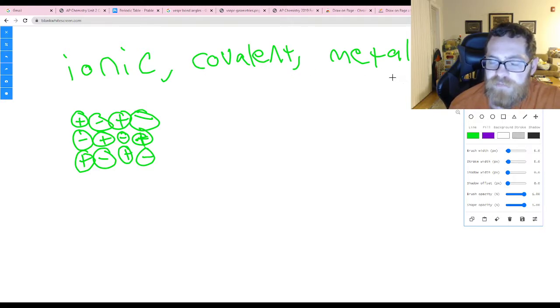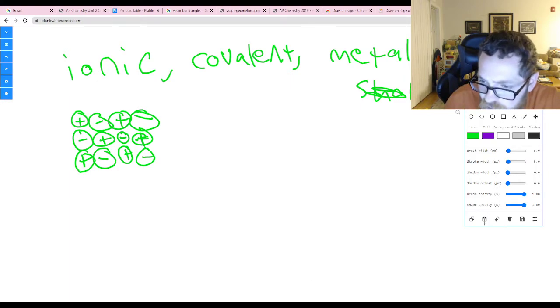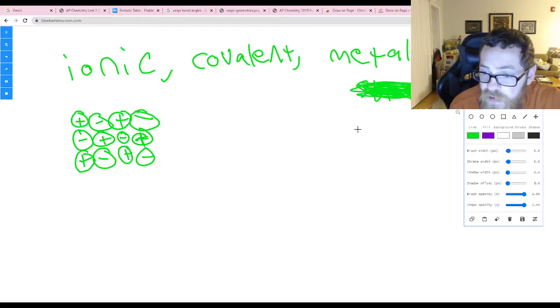Then we have metallic. A metallic bond is one that's formed from a... no, I want to say that. I guess I'll just cross that out. Sorry, still figuring out how to use this.